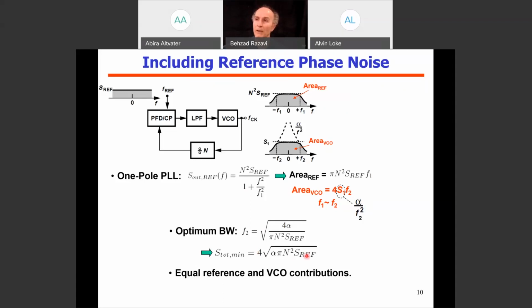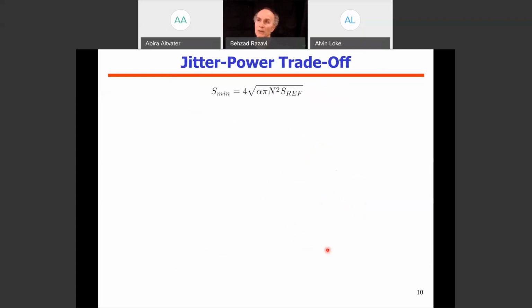And everything here is known except for alpha. Again, alpha depends on the design of the oscillator, as we saw here in this profile. But when we reach this optimum, the contributions of the VCO and the reference are approximately equal. So we just need to replace for this alpha so that we have a simple equation for a given oscillator design and PLL design. So let's go ahead and do that. I have this expression, and I just need to find alpha.